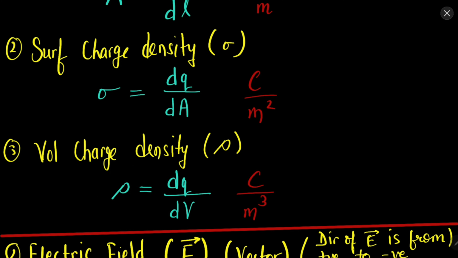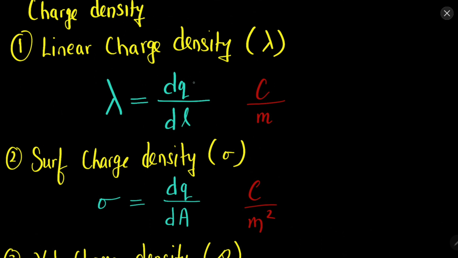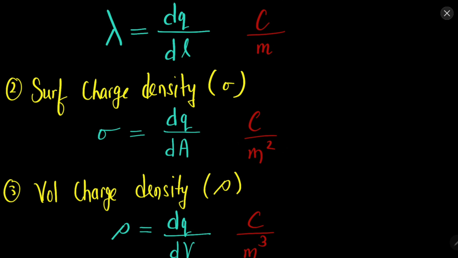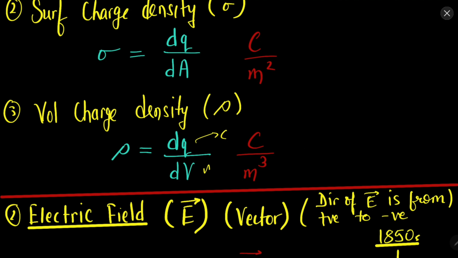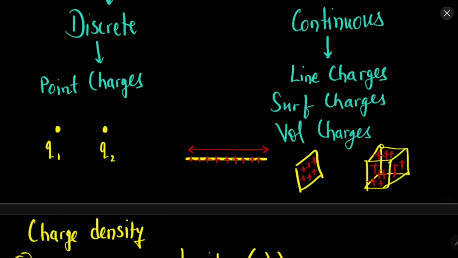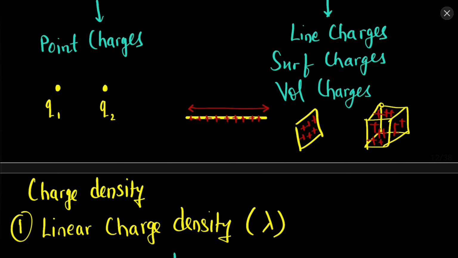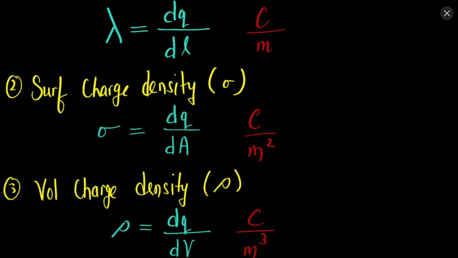The units are quite simple as well. Linear charge density is coulomb per meter. Surface charge density is coulomb per meter square, and volume charge density is coulomb per meter cube. So the charges can be classified into discrete or continuous types. Discrete is, for example, point charge. Continuous charges are like line charge, surface charge, volume charge, etc.